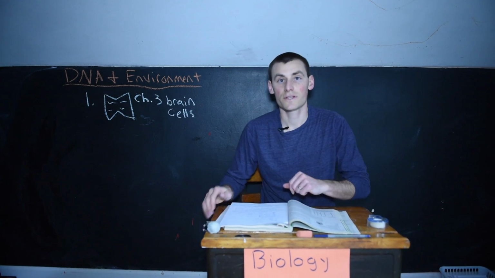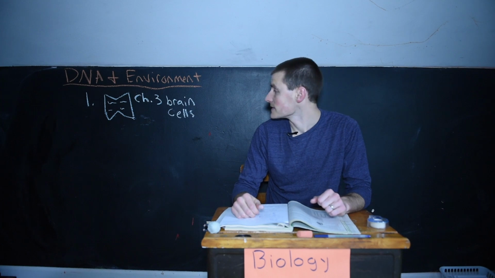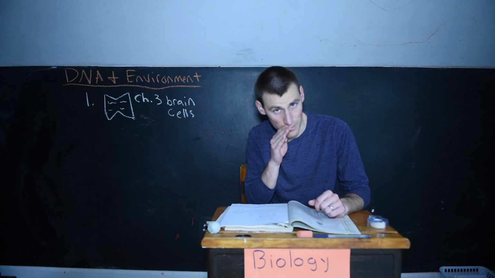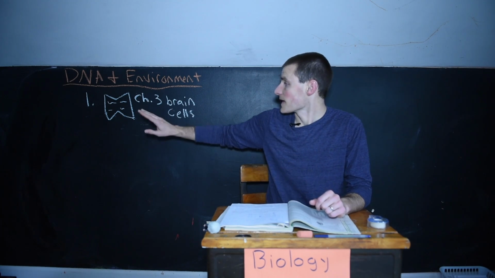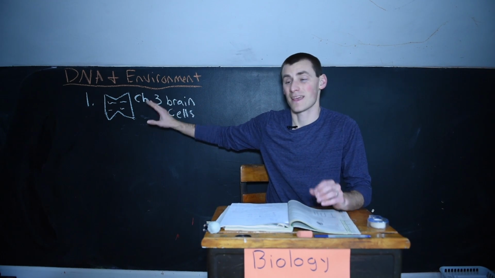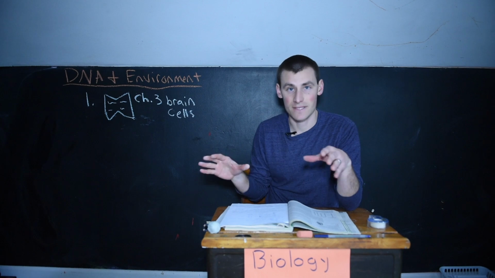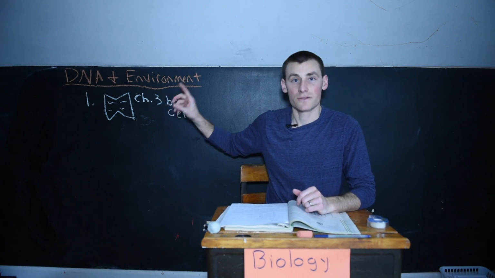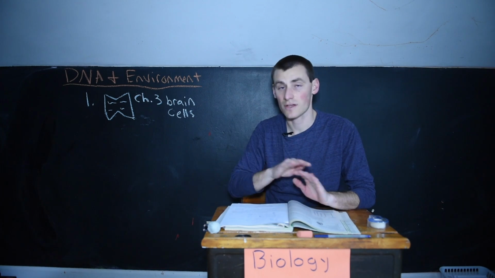The first thing that we're going to talk about is a reminder that DNA is found in all of our cells except red blood cells. Remember that DNA is found in every single cell, and it's the same exact DNA, right? So the DNA that's found inside brain cells, muscle cells, liver cells is all exactly the same.